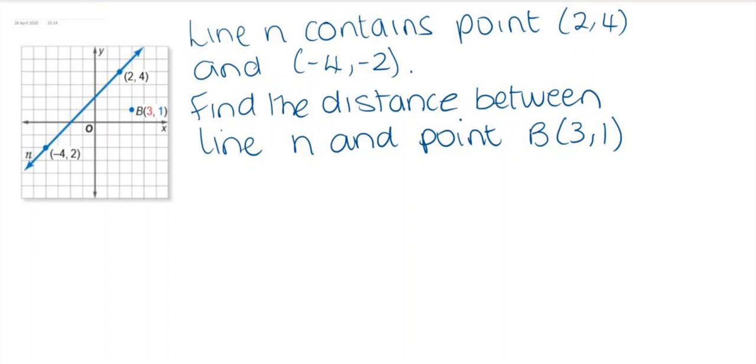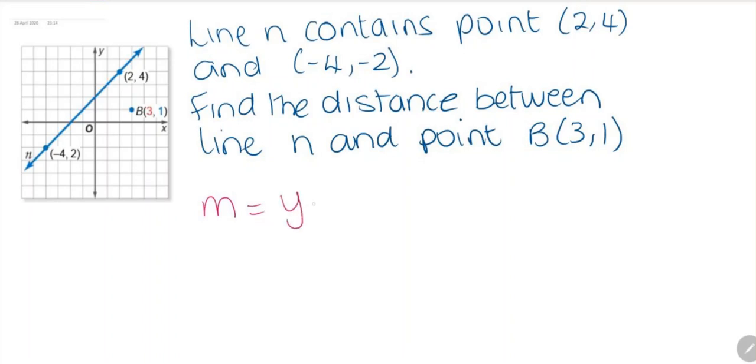Okay, so we have line n, which contains points (2, 4) and (-4, -2). We need to find the distance between line n and point B at (3, 1). So the first thing we need to do is find the slope. We're going to do that by using the slope formula.